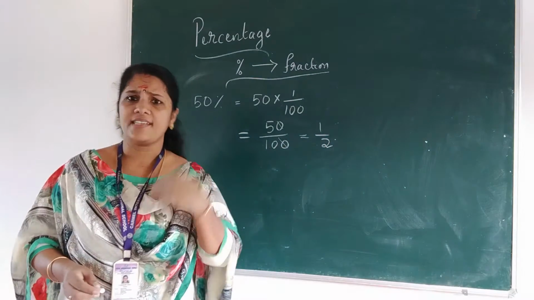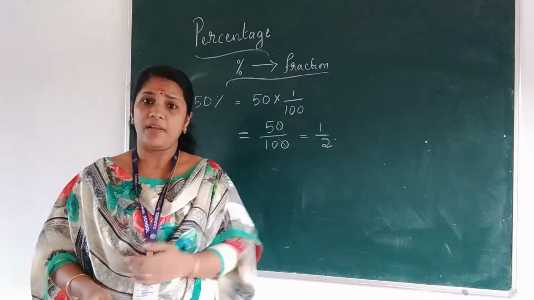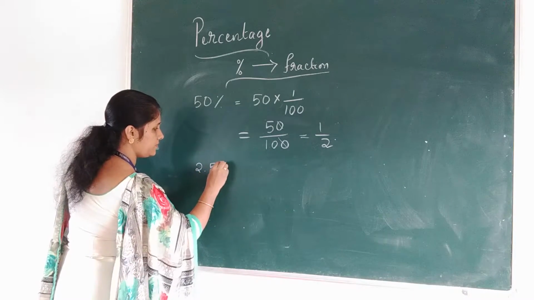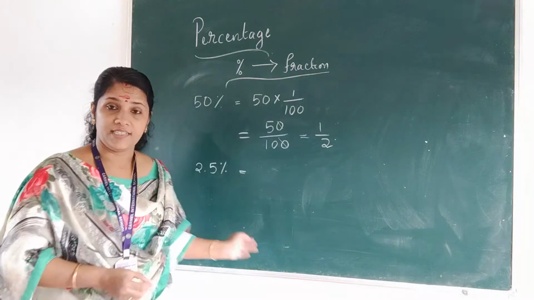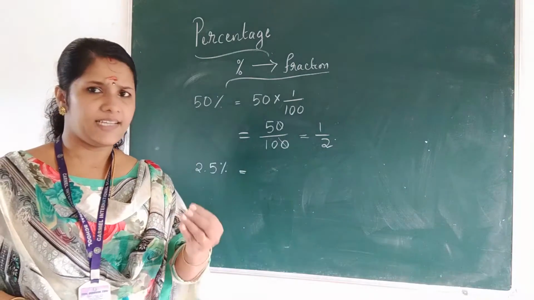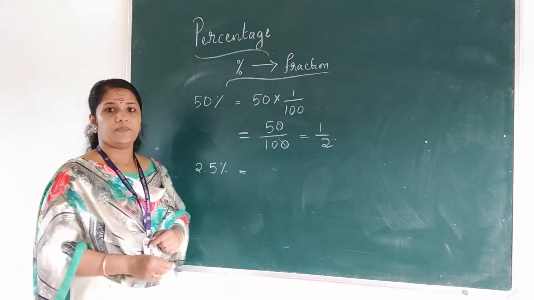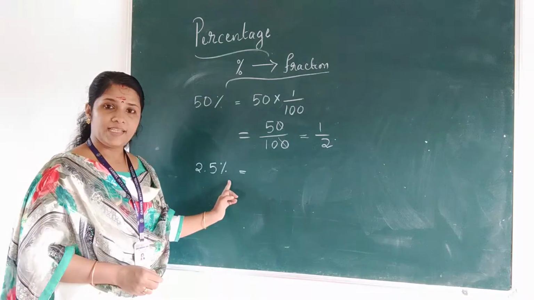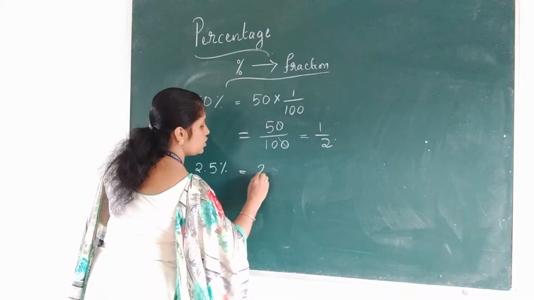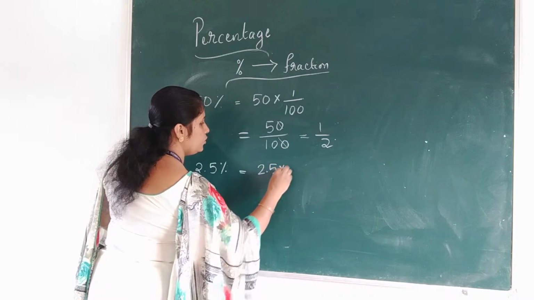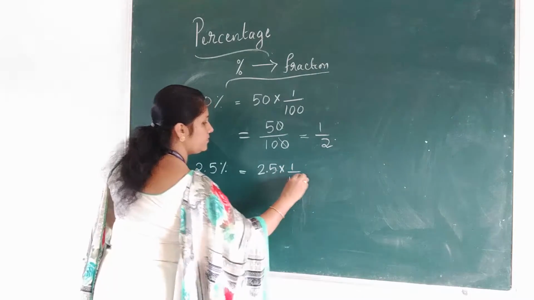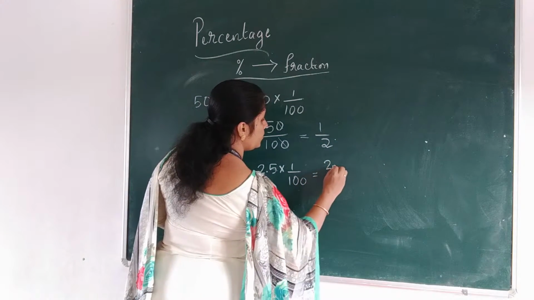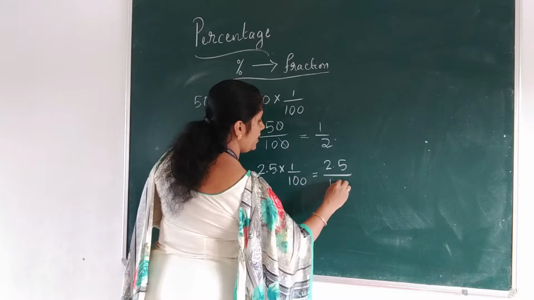Let's consider another example. Let's consider a decimal number. Say 2.5%. Here I have considered the percentage as a decimal number, right? The same process we have to repeat. We are going to replace the percentage sign. So it is 2.5 into 1 by 100. It is 2.5 by 100.